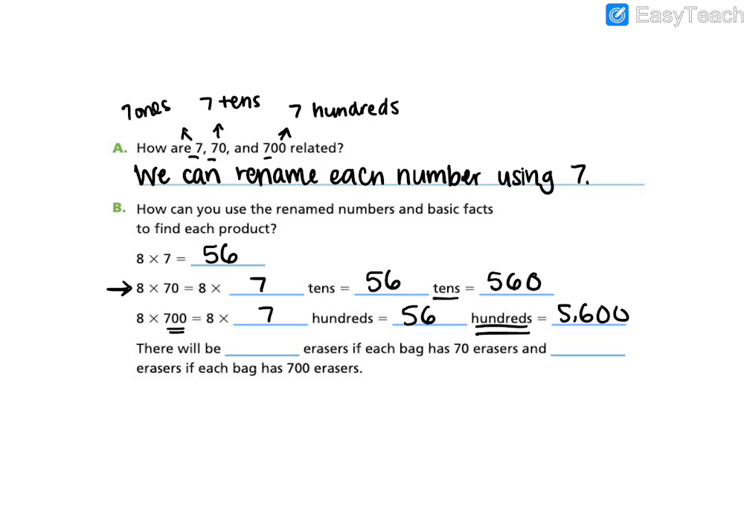5,600. Now, sometimes this can be a little tricky to do this regrouping and renaming. So we want you to think about our hundreds, our tens, and our ones. If I have 56 hundreds, the digits in the tens place and ones place will both be zeros. Okay, we know we would regroup that 500s to be 5,000s and 600s.